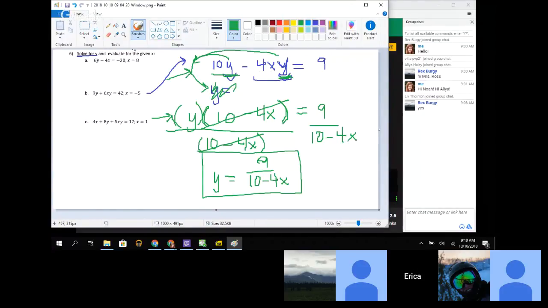And then if I wanted to find what happens when x equals -5, I could plug it into my equation and say, oh, well, that's 9 divided by 10 minus 4 times -5, and solve from there. Then you're just solving the problem. Like I said, more than half the class missed either the solve for y or didn't quite do it right. So I just thought I'd let you guys have another chance at it.